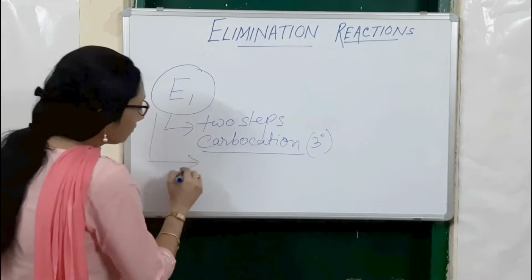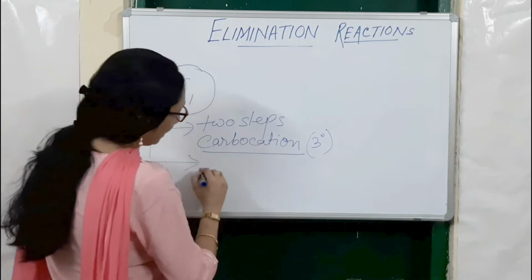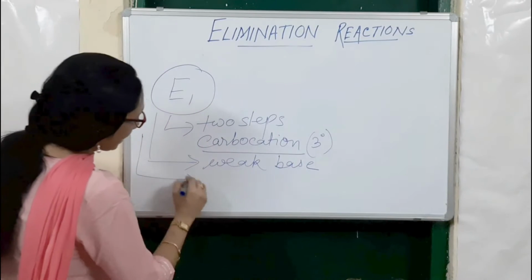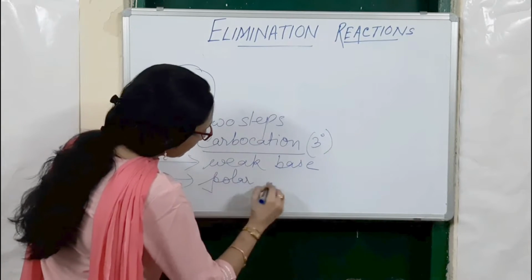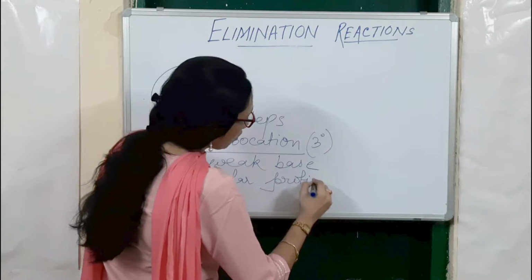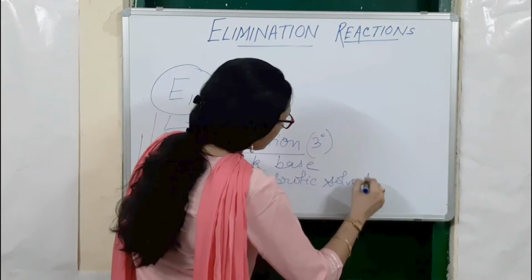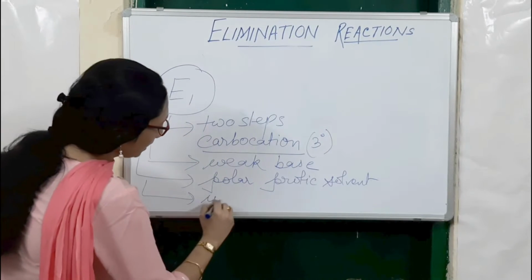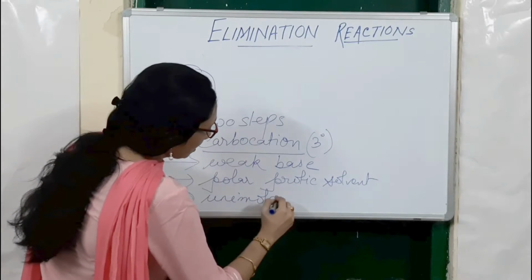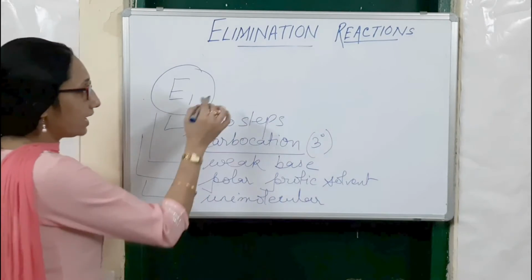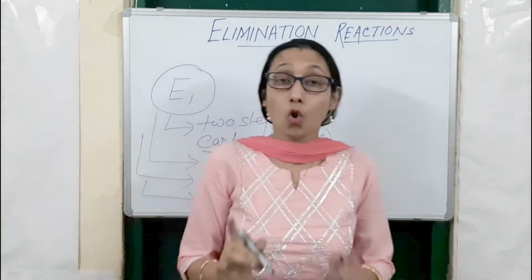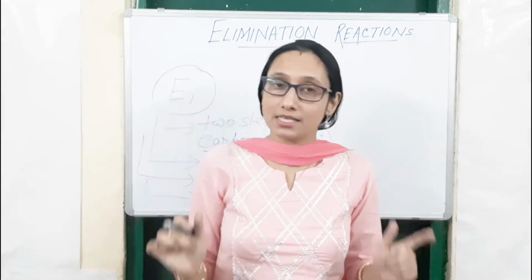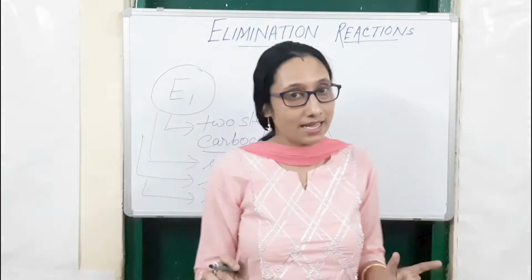Now the E1 reaction is favored by a weak base and a polar protic solvent. Now the E1 reaction is unimolecular. That means the rate equation will involve only the concentration of the substrate. In our case, it will be the concentration of the alkyl halide.